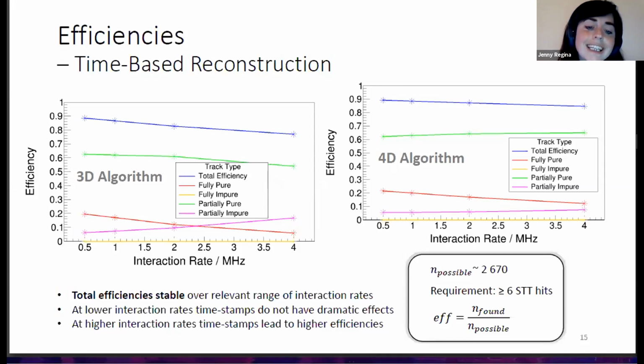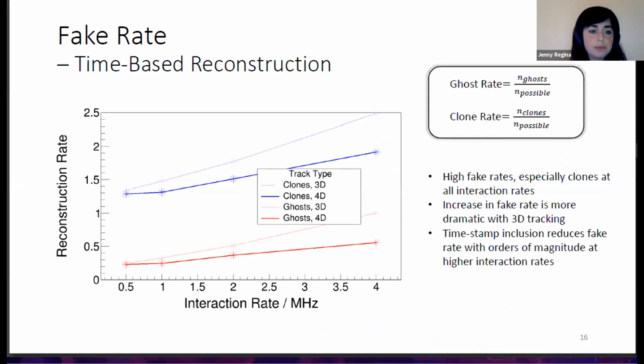So that's the number of found tracks over the number of possible tracks for each category. And of course, one also has to state the fake rate of the algorithm, and this I show here for the ghost rate and the clone rate, defined in the way you see in the box. And in the same plot here, you see the cases for both the 3-dimensional and the 4-dimensional tracking.